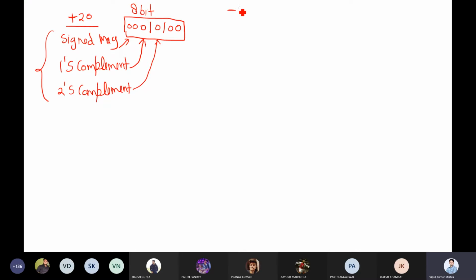But suppose we are talking about minus 20. Now I want to represent minus 20. If I want to utilize signed magnitude, then what will happen? In that case, the first bit will become 1, that is representing the sign. So 1 will say it is a negative number. Then your magnitude. This is the representation in sign magnitude. So this is your sign bit and this is your magnitude. So you can say this is minus 20.